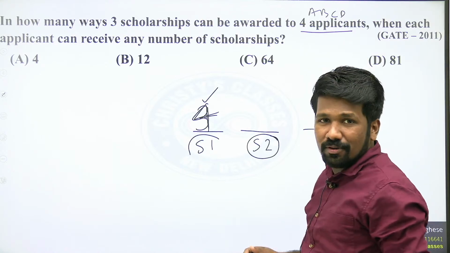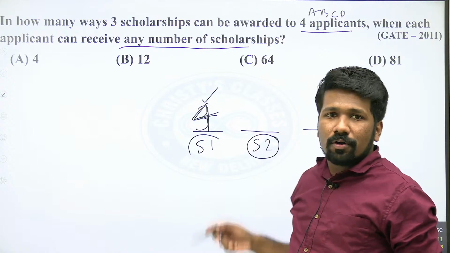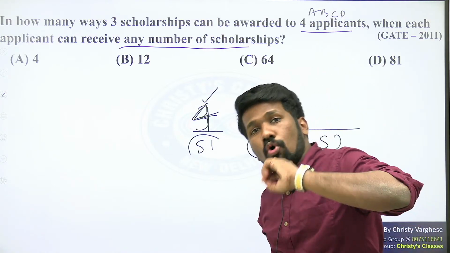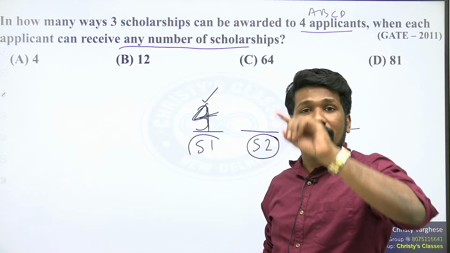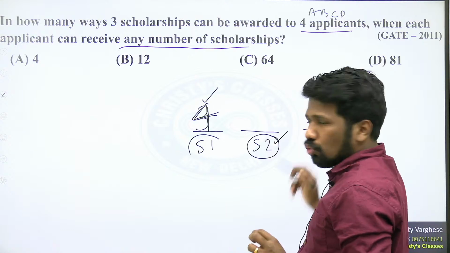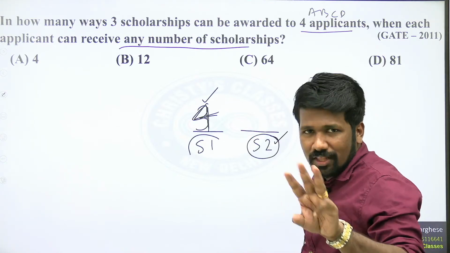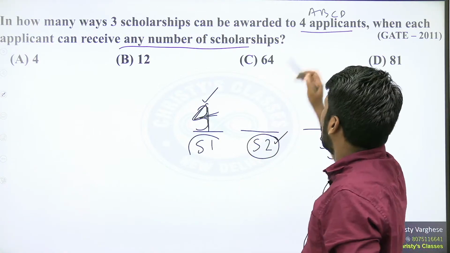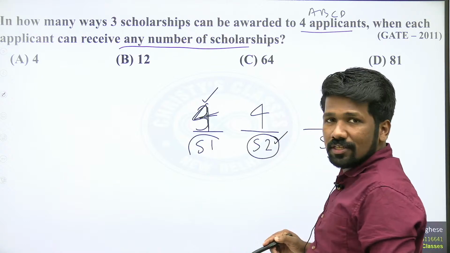applicants are still available, because an applicant can receive any number of scholarship, na? So an applicant getting all the 3 scholarship is also okay. 2 scholarship is okay. 1 scholarship is okay. 0 scholarship also is okay. So definitely scholarship 2 can be given to the same 4 applicants itself. Not 3 applicants, any one of the 4 applicants, A, B, C, D can receive. So that is again 4 itself.